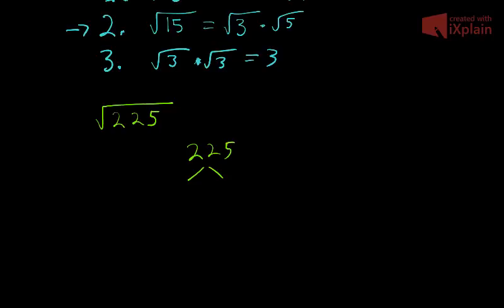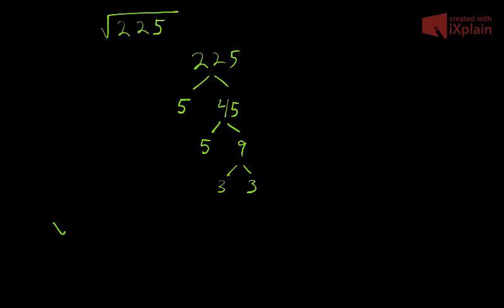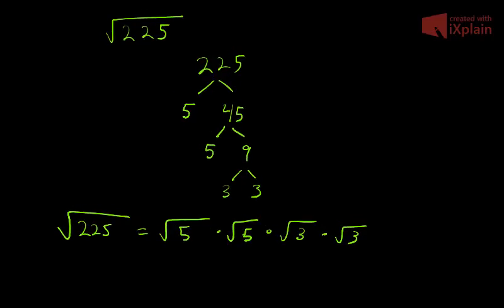I can see that it ends in a 5, so I know I should be able to divide it by that. And if I do divide it by 5, I will get 45. So it's 5 times 45, 5 is a prime, so I leave it. 45 becomes 5 times 9, and 9 becomes 3 times 3. So what I have now is that the square root of 225 is going to be equal to the square root of 5 times the square root of 5 times the square root of 3 times the square root of 3. So we started way up here, did a factor tree, and all those factors basically just got their own radicals.